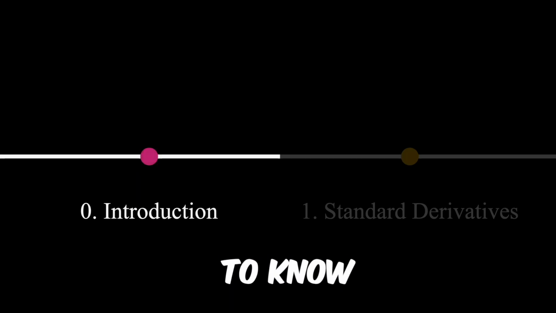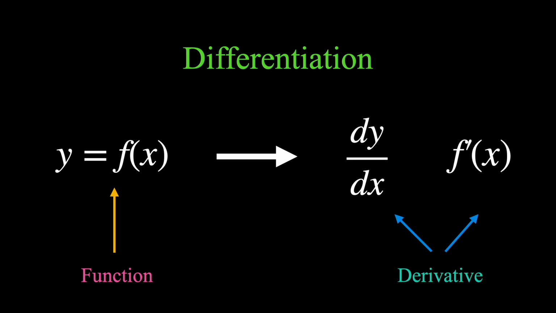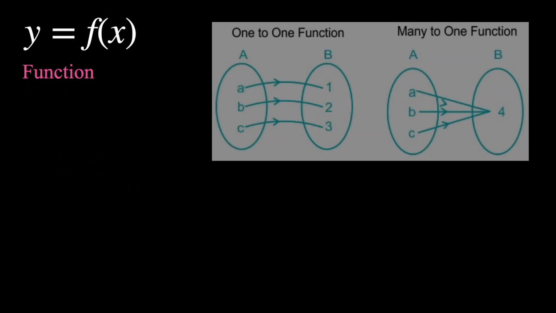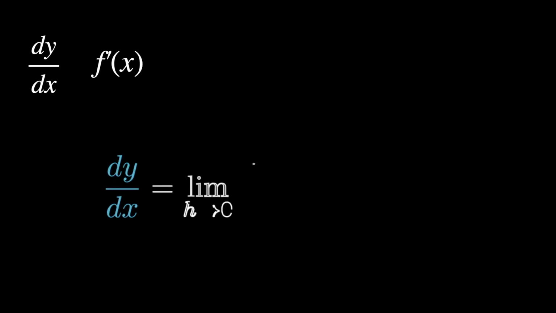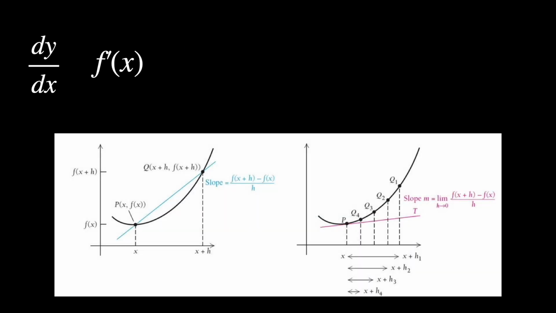Here is everything for you to know about differentiation. Differentiation is the process of getting the derivative of a function. A function is a mapping that is one-to-one or many-to-one. The derivative is given by this formula. It can also be thought of as the rate of change at that point, or the slope of the tangent to a curve at the particular point.